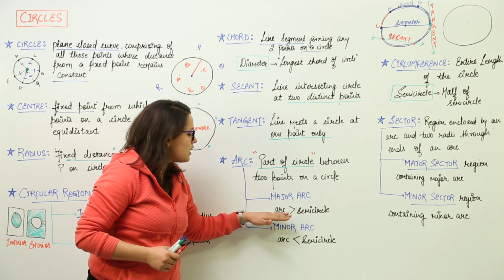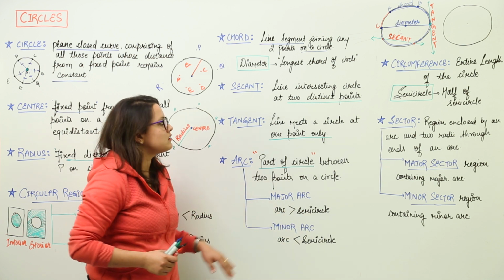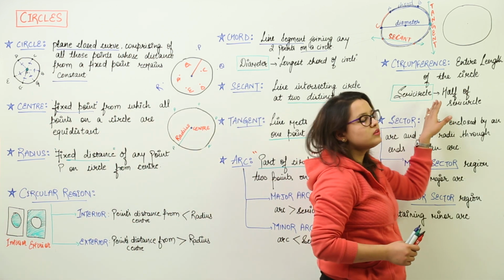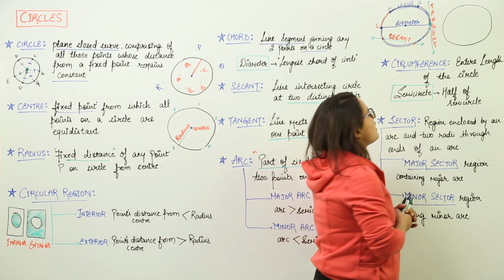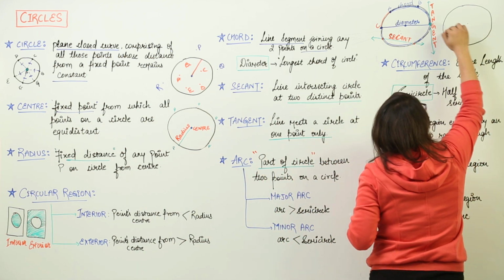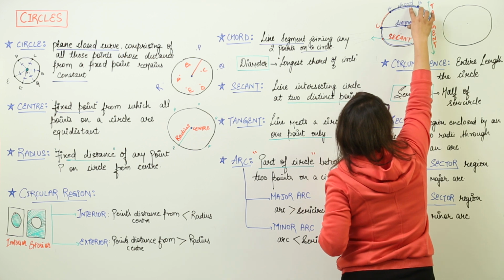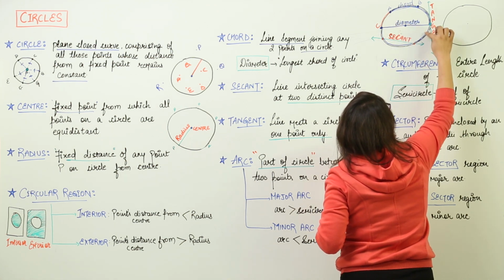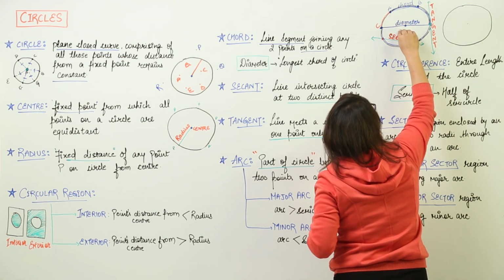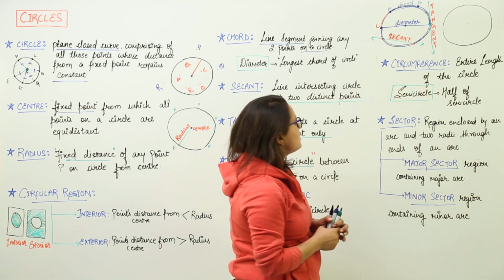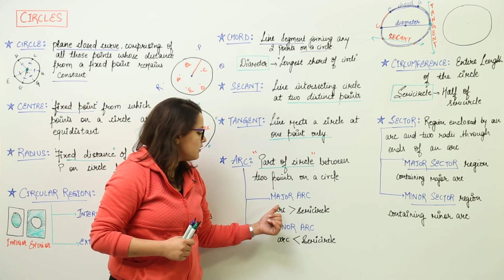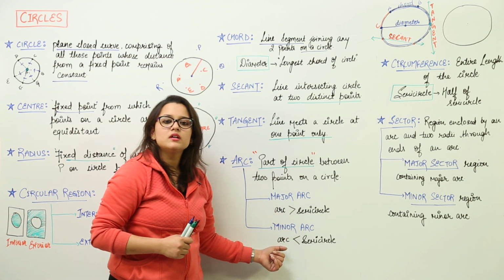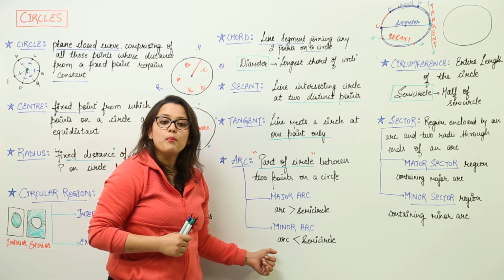So if you have the arc greater than the semicircle, now semicircle we were going to discuss later, but I will include it here only. In semicircle we have half the length of the circle. So this is the half length of the circle, right? This is the half of the circle, that is the semicircle. So if you have the arc greater than the semicircle, that will be your major arc, and if it is lesser than the semicircle, it is going to be your minor arc.